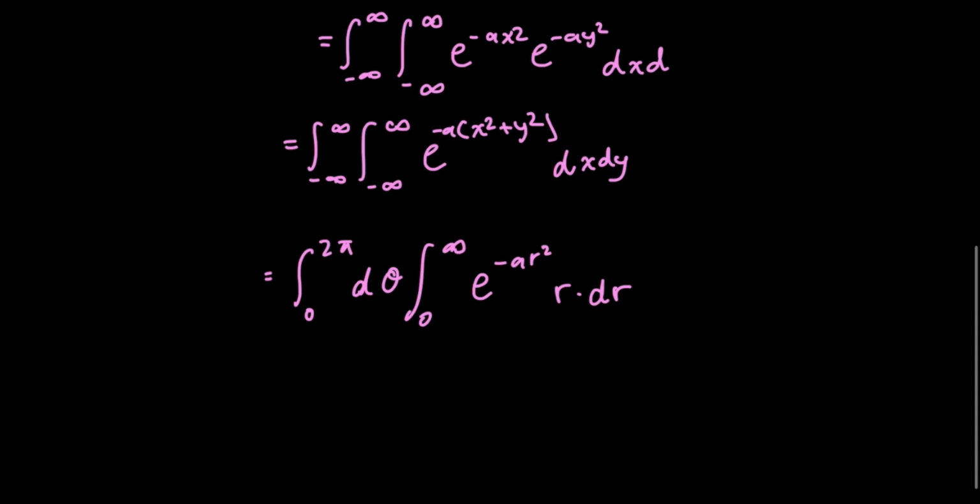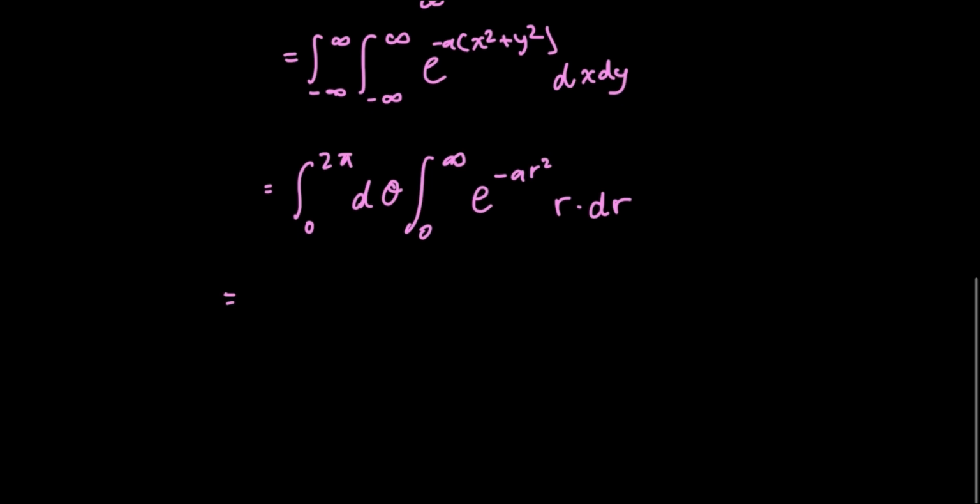Now, there's really nothing to evaluate in terms of theta, so this is just going to be 2 pi. And then the only thing I really have to work on is this piece, the integral from 0 to infinity of e to the minus a r squared, r dr. This is actually doable, finally. I can actually do something.